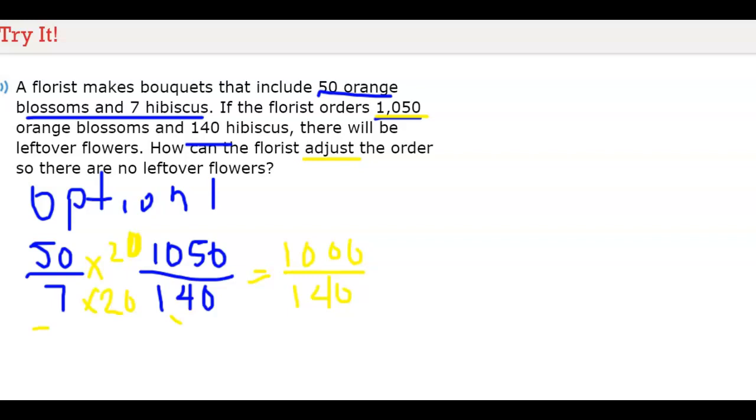And option 2, in this case, it would actually not be an option 2 now that I'm looking at it, because our relationship here was not proportional to begin with. We don't have a second option, so his only option would be to reduce the number of orange blossoms so that he does not have any leftover flowers.